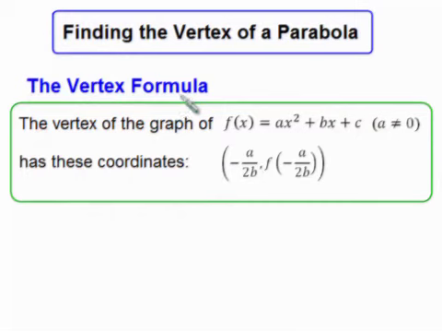So the vertex formula gives us a formula to find the vertex of the graph of f of x equals ax squared plus bx plus c, where a is not 0. The formula that we would arrive at after completing this square would give us these coordinates, where the x value of our vertex would be the opposite of b over 2a, and then to find the matching y value, we would plug in the x value into our function.